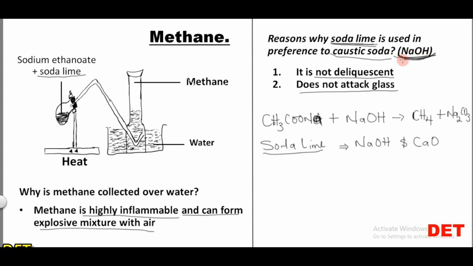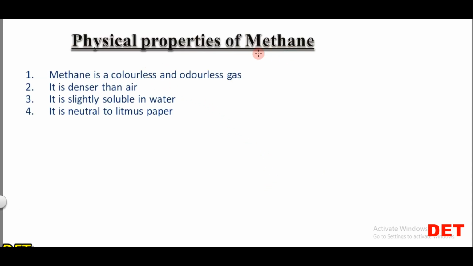Another thing that you should note here is that the common name for sodium hydroxide is caustic soda. The common name for calcium oxide is quicklime. So sodium hydroxide is called caustic soda, and calcium oxide is also known as quicklime. These are two things that you should know. Next, we're going to look at the physical properties of methane.